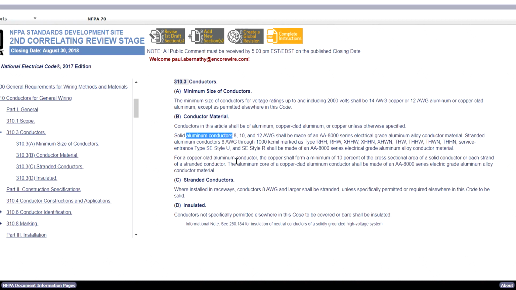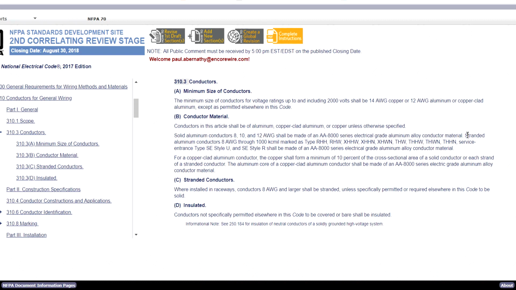People say, well, I want to do something like a URD in a 1350 type aluminum, which is fine for outside of a building, fine for distribution around neighborhoods, carrying it from a transformer pad to the meter on the outside of a building. Very adequate. But when it comes to penetrating into the structure, then it's got to be 8000 series. Remember, the NEC deals with premises wiring applications. So solid aluminum conductors 8, 10, and 12 shall be made of AA 8000 series electrical grade aluminum alloy conductor material. So we could produce it if we wanted to as a manufacturer, not a problem.